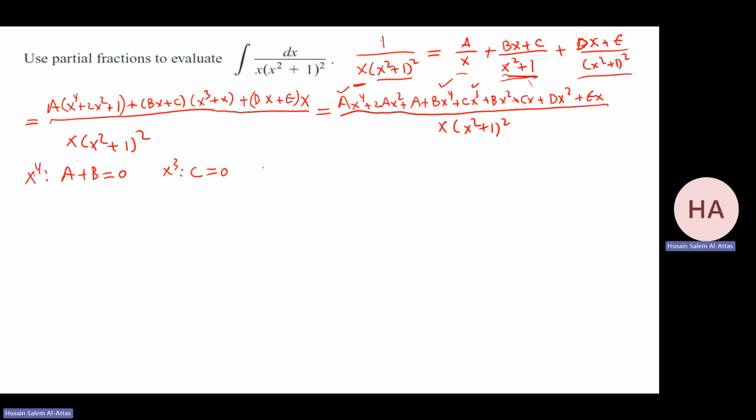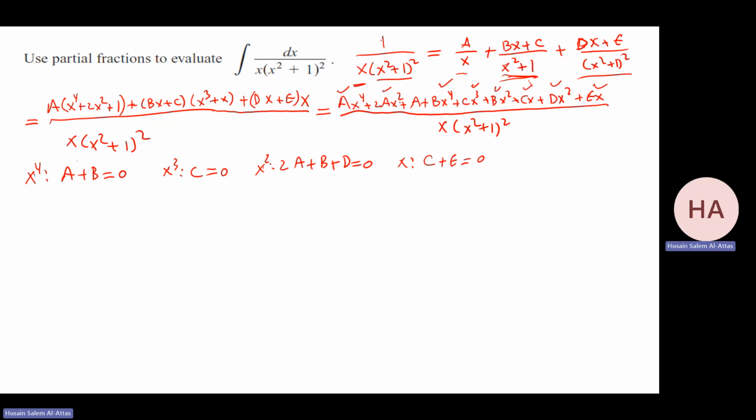I get rid of this. X squared, I have plenty. I have 2a, plus b plus d. And that should be equal to 0 also. Now x, I have what? No x, no x, no x here. C plus e. And that should be equal to 0. So I get rid of this, get rid of this.